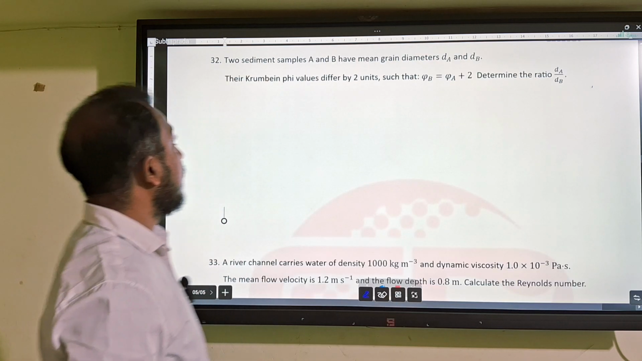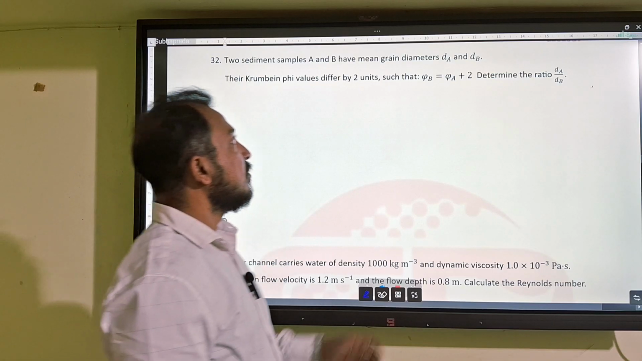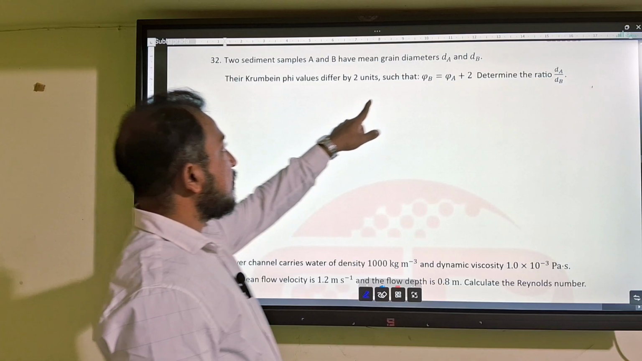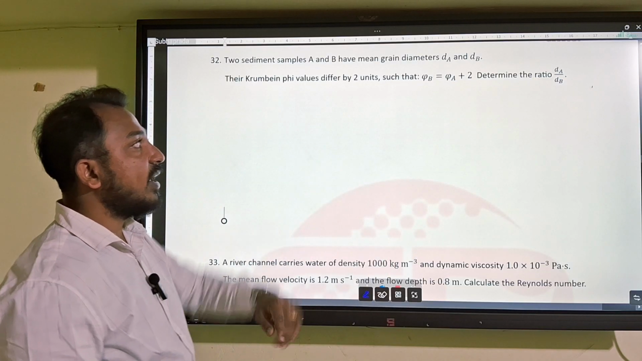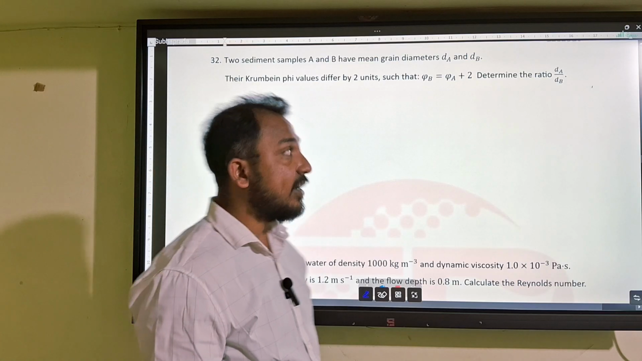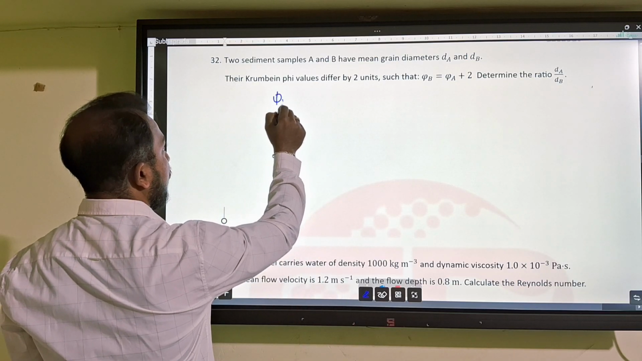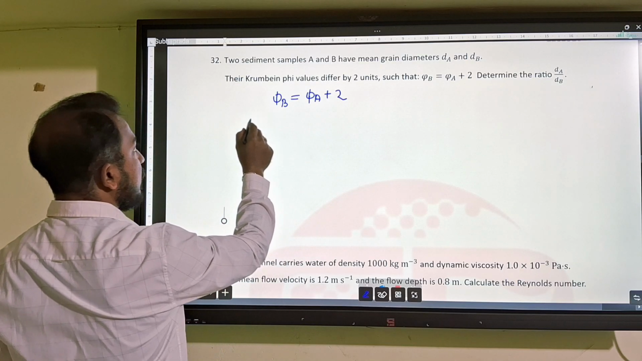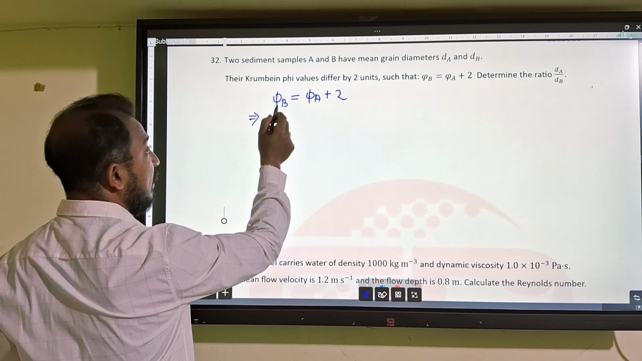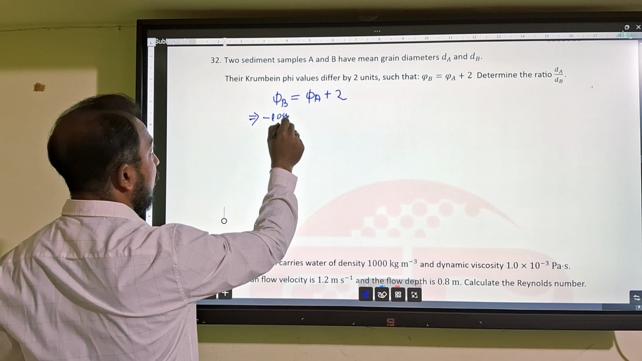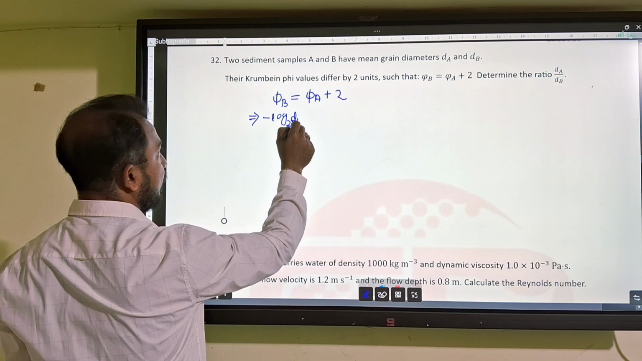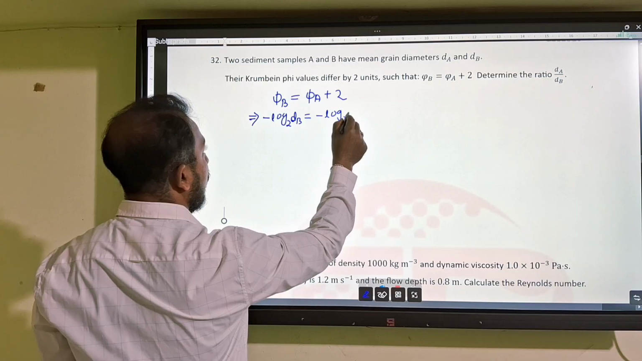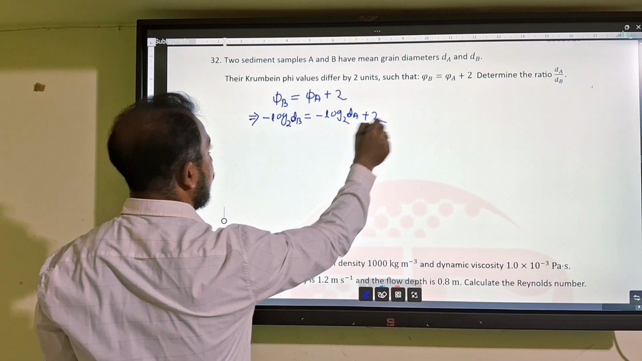Comes to next problem, that is, two sediment samples A and B have mean grain diameters of dA and dB. So their phi values differ by 2 units such that phi B equals phi A plus 2. So you have to determine the ratio of dA by dB. So it is given phi B equal to phi A plus 2. So in place of phi B, you can write minus log base 2 of dB. In terms of phi A, we can write minus log base 2 of dA plus 2.